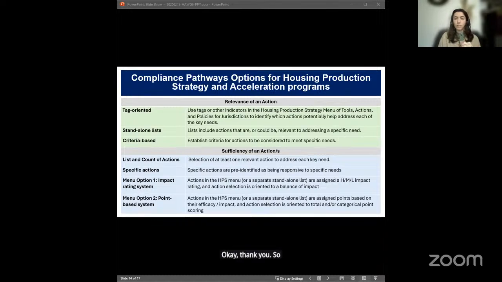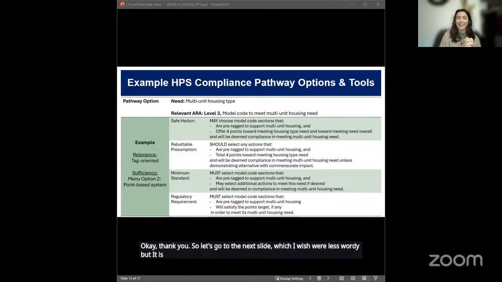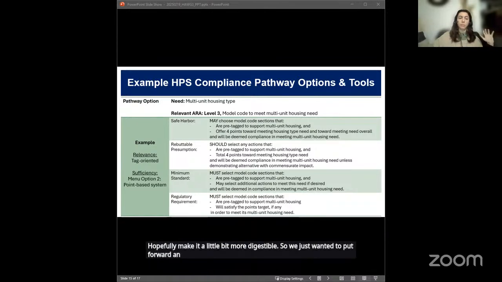So let's go to the next slide, which I wish were less wordy, but it is what it is for today. Thank you all for your patience with that. I'll put voice to all of it and hopefully make it a little more digestible. We just wanted to put forward an example of how to bring together all that we've talked about for one specific example, so we can start to explore what options we think will work best to achieve our policy objectives.